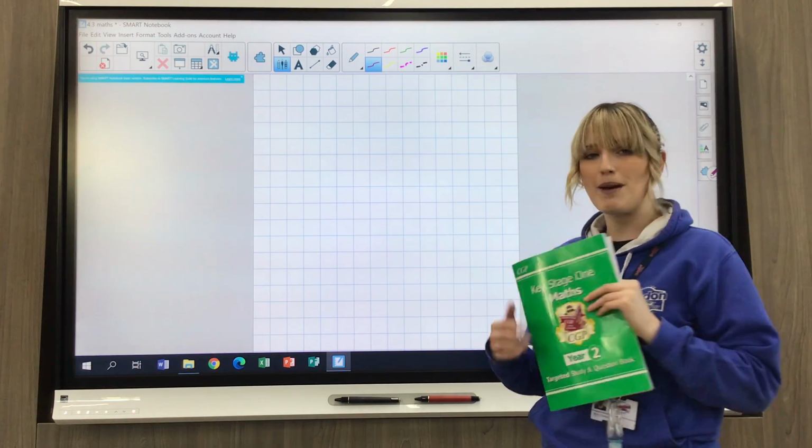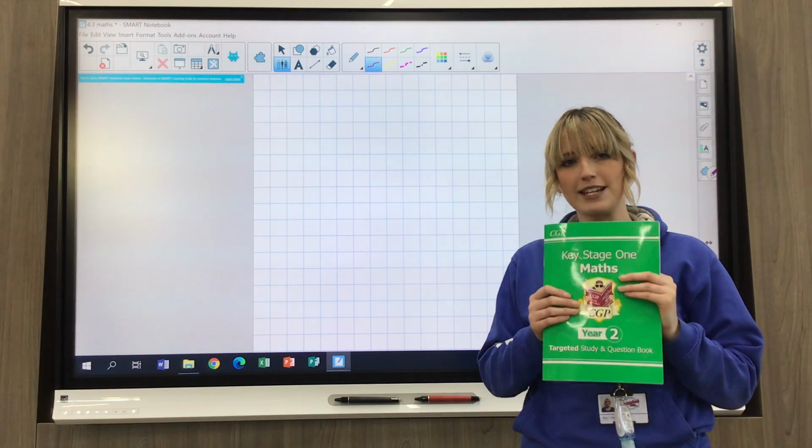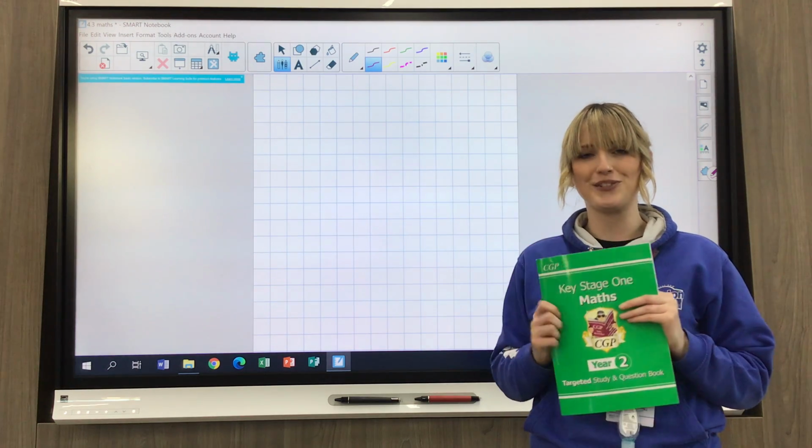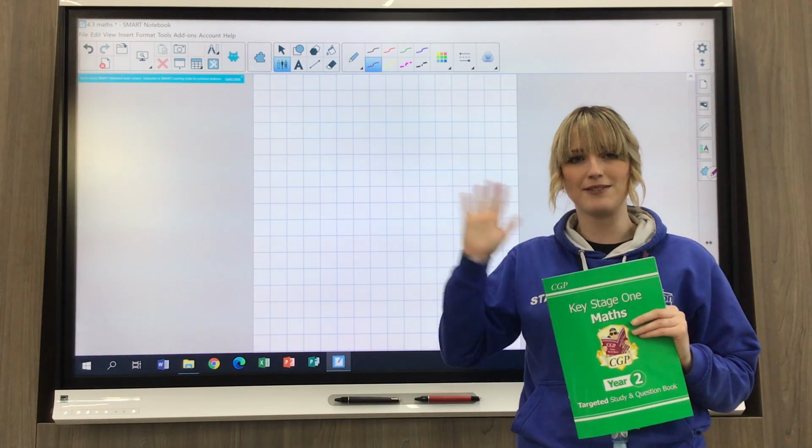So remember, practice your tally marks and making sure you can represent numbers, and remember what 5 looks like. I'm sure you'll do amazing, and I will see you tomorrow.